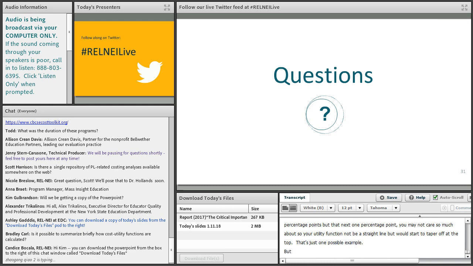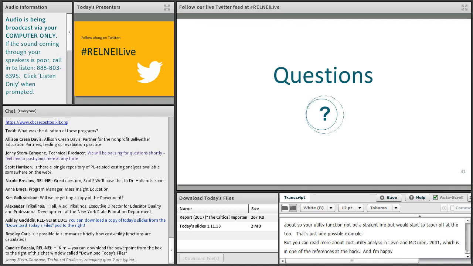But you can read more about cost utility analysis in Levin and McEwan 2001, which is in one of the references at the back. And I'm happy to talk all day about cost utility analysis if somebody really cares to, but it's not going to be now.